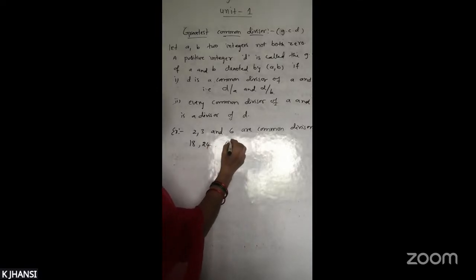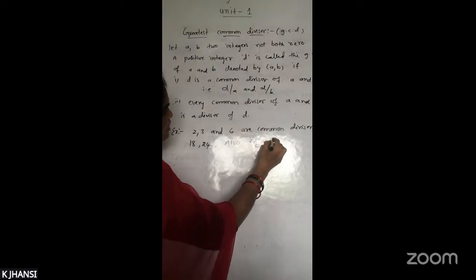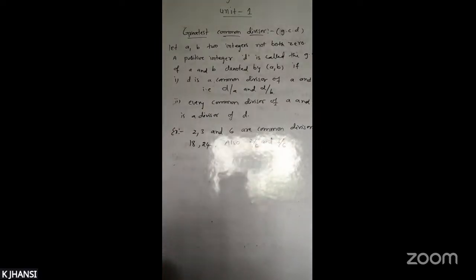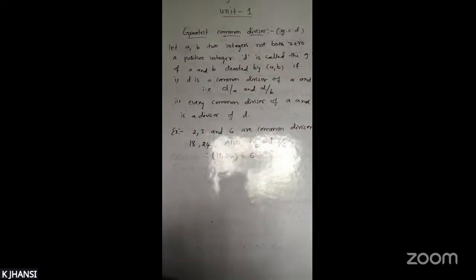Also 2 divides 6 and 3 divides 6, so 2 goes 3 times and 3 goes 2 times. Therefore, for 18 and 24, the greatest common divisor is 6. Like this, with the help of this statement, you can find the GCD.